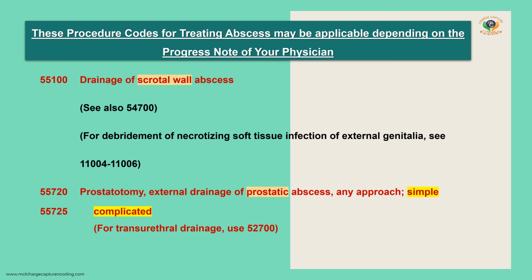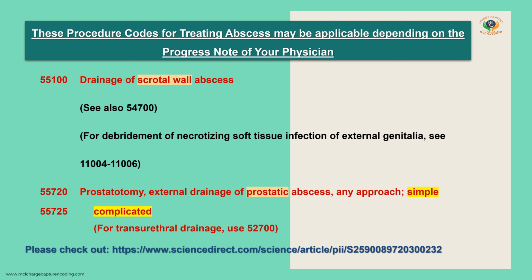service. For transurethral drainage, use 52700 CPT code. Transurethral unroofing is an effective approach to the treatment of prostate abscesses and is a minimally invasive surgical procedure. This technique should be considered for abscesses that are large and multiloculated, and in those that have recurred post-needle aspiration. You can check more information about this procedure through the link of the website shown on your screen.